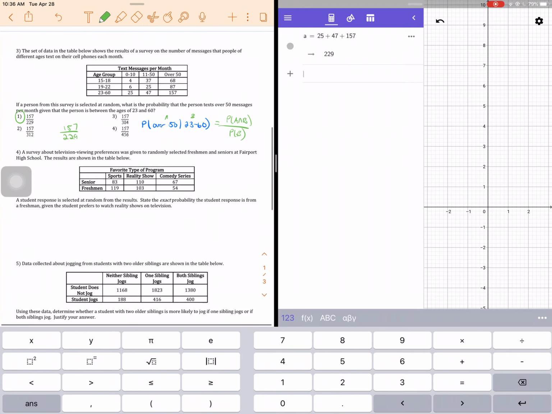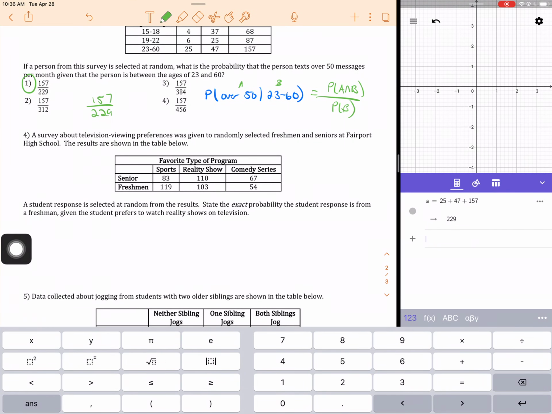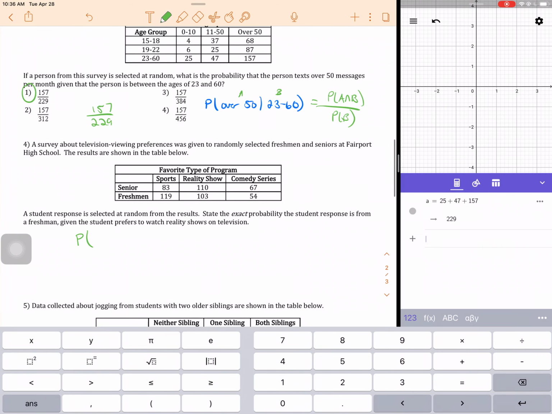All right, let's try one more. Number 4, a survey about television viewing preferences was given to randomly selected freshmen and seniors at Fairport High School, and the results are shown below. So they asked, what's your favorite type of TV show? And they asked seniors, they asked freshmen, and then they made a two-way table for how many people answered in each category. And it says a student response is selected at random. State the exact probability the student response is from a freshman, given that they prefer to watch reality. So probability that it's a freshman, given that their favorite TV show is reality.